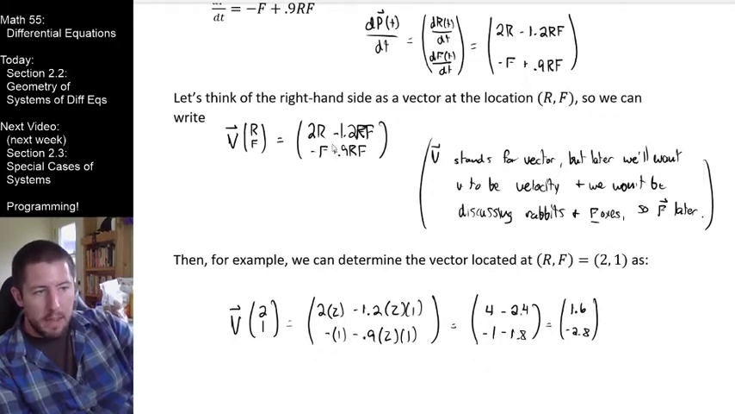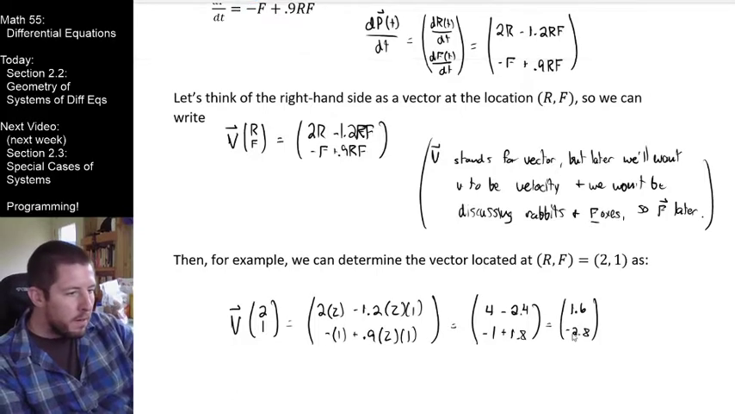Oh, I see what I did. Here's my little tiny mistake right here. That should be a plus sign. It's a plus sign right there. I should be getting positive 0.8 right there. I was like, that's not what I remember.